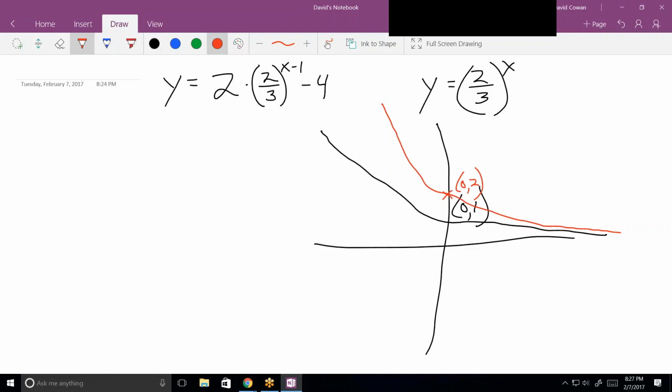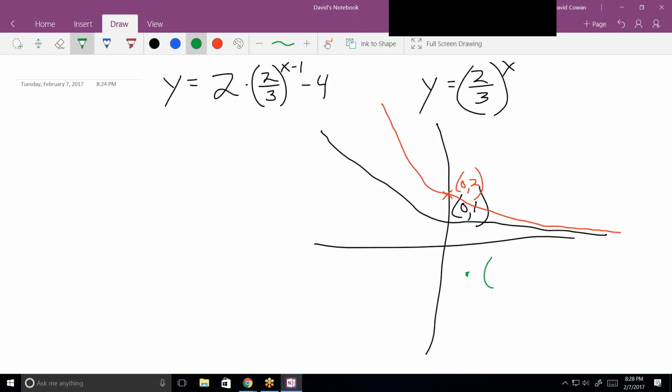Now in green, let's do the next 2. These don't change the shape. In other words, the -1 is merely a horizontal shift, and the -4 is a vertical shift. So I can take this 1 point here and move it to the right by 1 unit and down by 4 units. So where does it go? What's the new label on that?